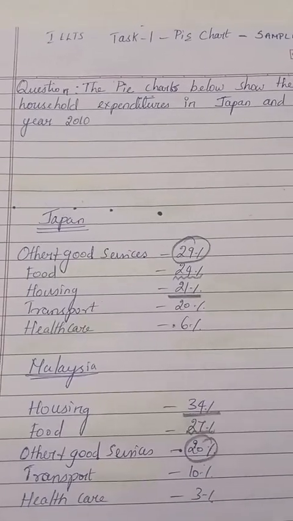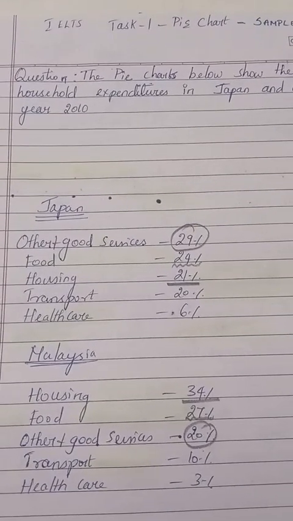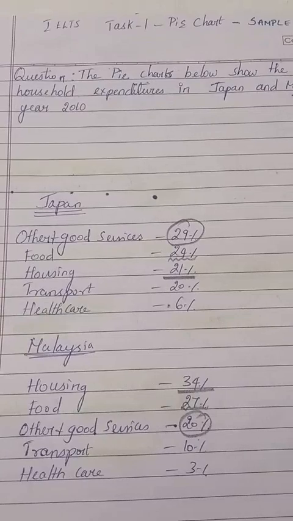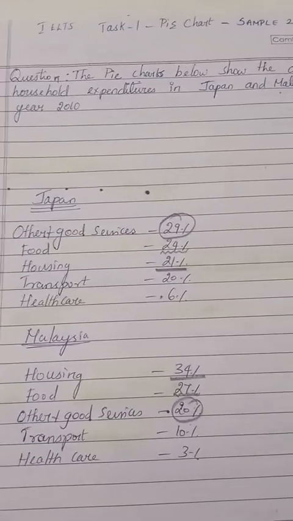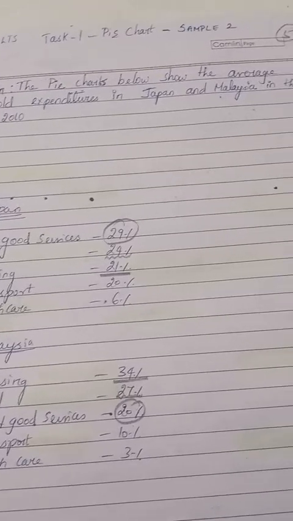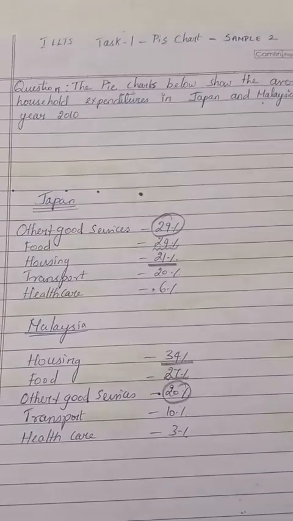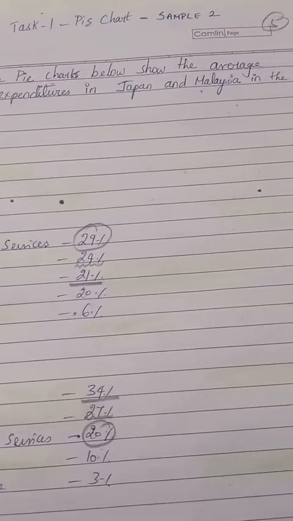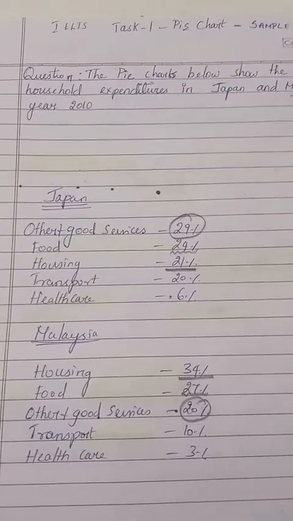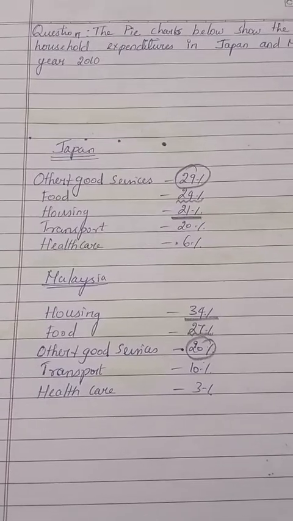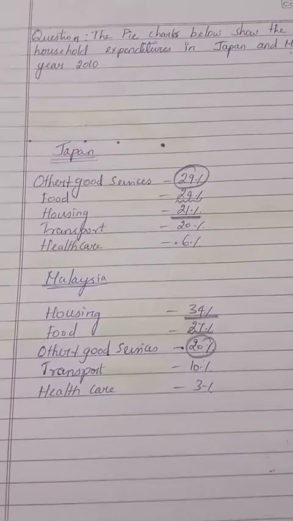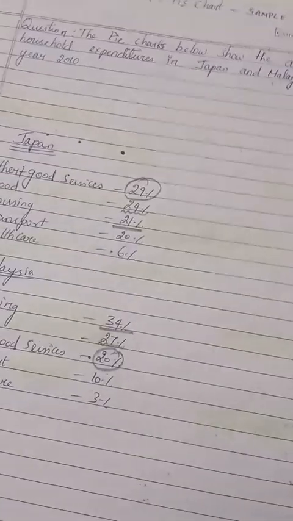Hi everyone, today we'll see about writing task 1. In this pie chart, we are going to see about the pie chart. Here the sample is given. The question is, the pie chart below shows the average household expenditures in Japan and Malaysia in the year 2010. I organized the Japan and Malaysia expenses and we are going to see the answer for this.